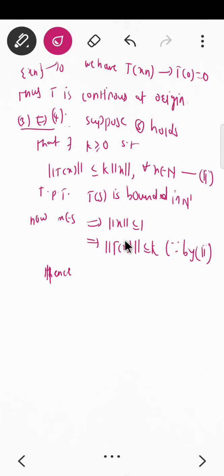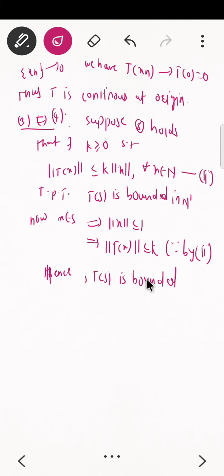So the members of T of S are the T of x, and every member of this T of S is bounded. So we can say that T of S is bounded. So the result holds.